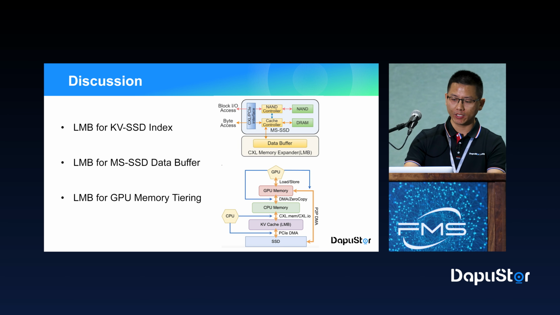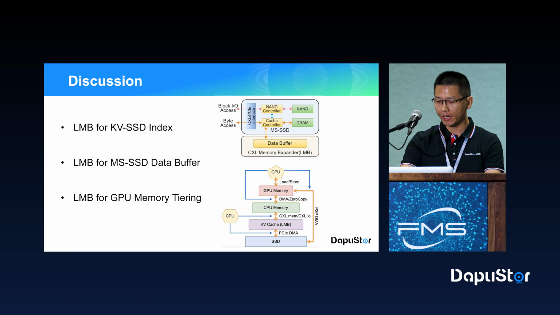And the last is the GPU. The LMB adds another memory tier, supplementing GPU memory resource, and may enable the deployment of larger models. These examples highlight the pervasive memory shortages in PCIe devices and demonstrate the versatility of LMB in enhancing PCIe device performance.